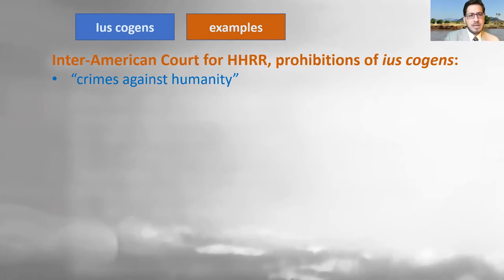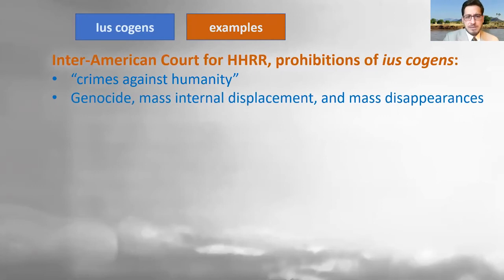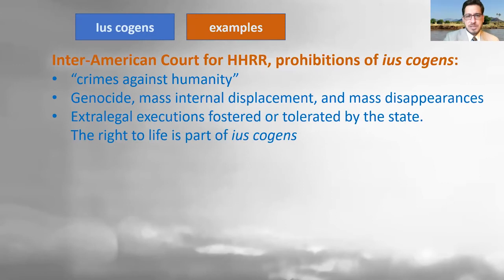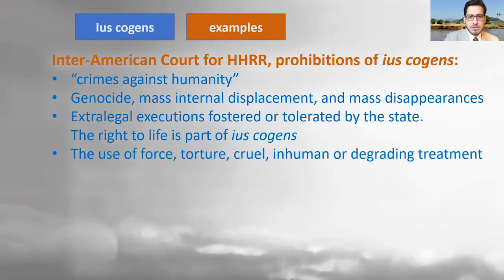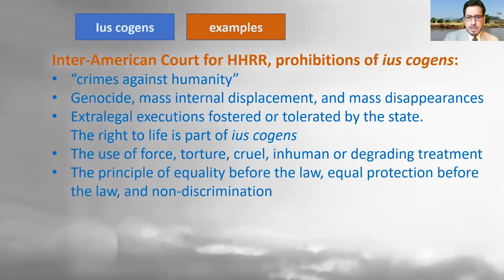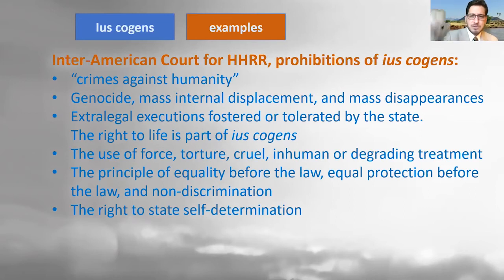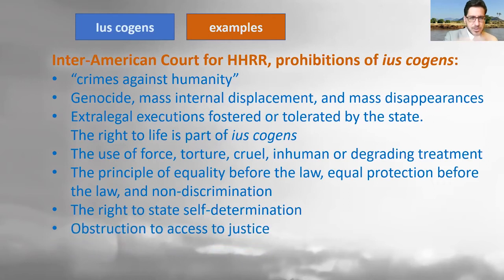What kind of prohibitions do you find in jus cogens? The prohibition of crimes against humanity first, no? Crimes against humanity, for example, genocide, mass internal displacement, and mass disappearances. Those are examples from the jurisprudence of this court. The right to life is part of jus cogens, they say, no? The use of force is prohibited, it is part of jus cogens, no? The prohibition of torture, cruel, inhuman or degrading treatment. The principle of equality before the law, equal protection before the law, and non-discrimination, no? The right to state self-determination is also part of jus cogens, obviously. So many other rights, no?